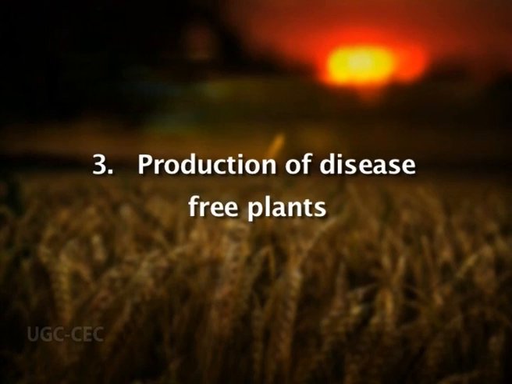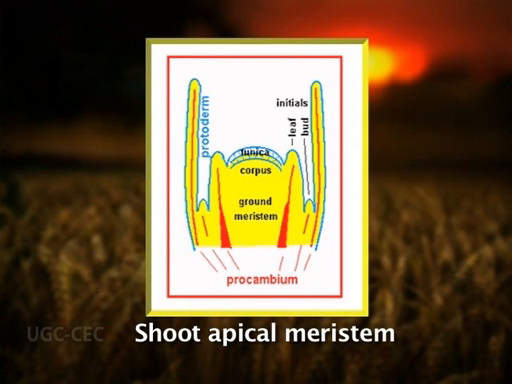Number third application is production of disease-free plants. Some crop plants are highly infected by viruses and fungi. Severe infection can cause death of the entire crop or can reduce fertility and yield. These infections continue to the next generation through seeds and asexual propagules. It has been found that shoot apical meristems are generally free from infections.